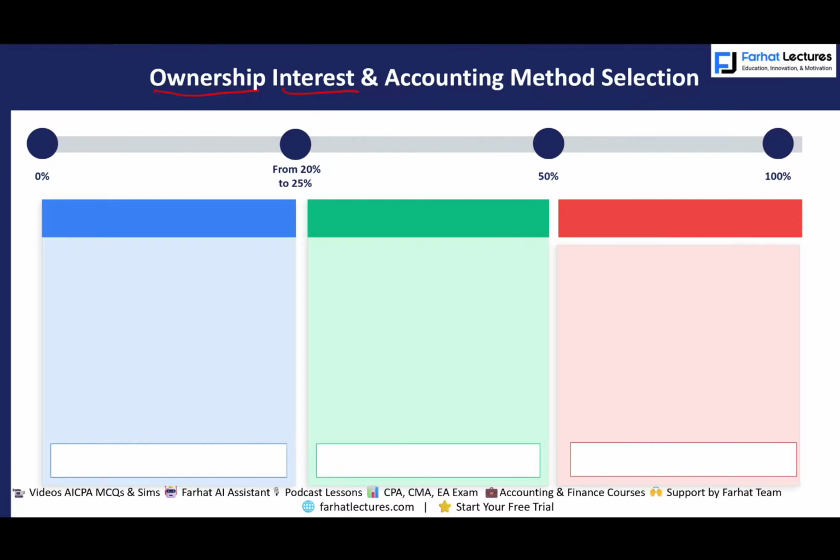Company A buys company B. Apple Computers buys some shares of Microsoft. Microsoft buys the shares of AT&T, and so on and so forth. Which accounting method do they use? How do they account for these investments?